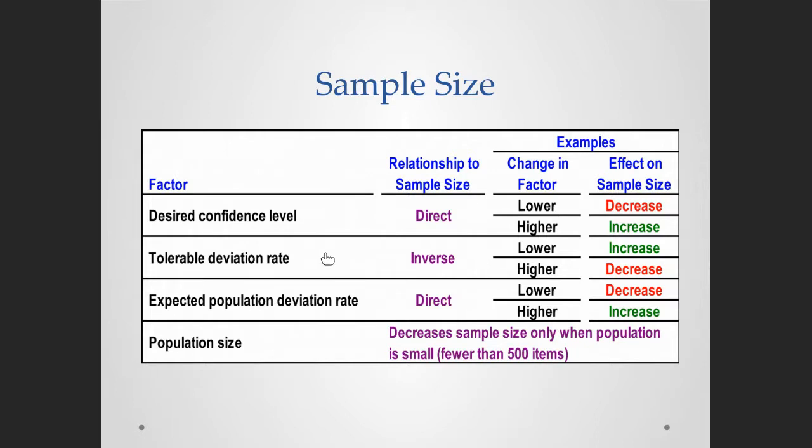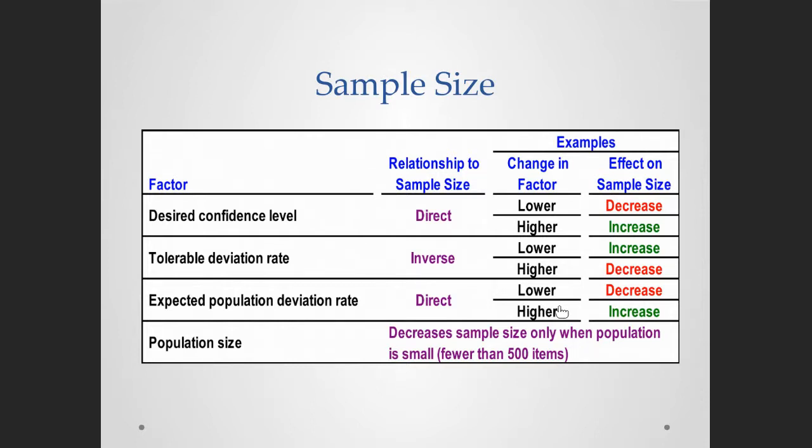The second factor is the tolerable deviation rate. If we have a higher tolerance, if we can tolerate more errors, then we can have a smaller sample size. And if we cannot tolerate a lot of errors, if our tolerable deviation rate is low, then we need to increase the sample size. So this is an inverse relationship. And why exactly is that? We discussed it in our previous lecture.